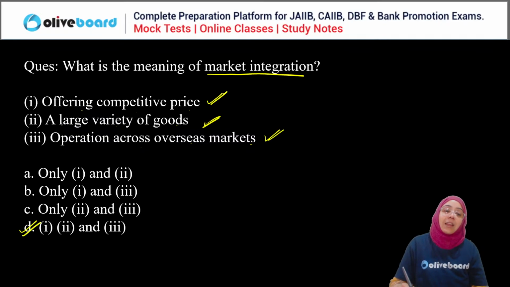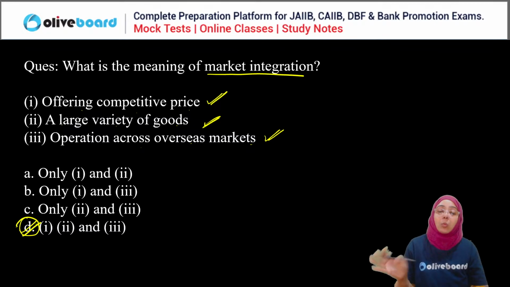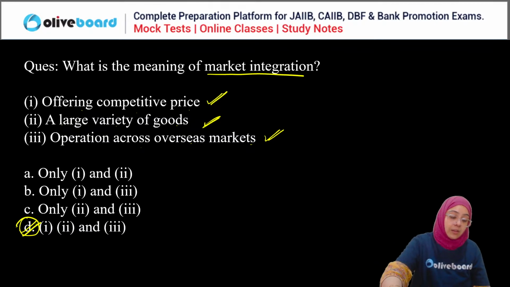So yes, please, the correct answer: market integration includes everything, offering competitive price, a large variety of goods, operation across overseas market. Okay, done.